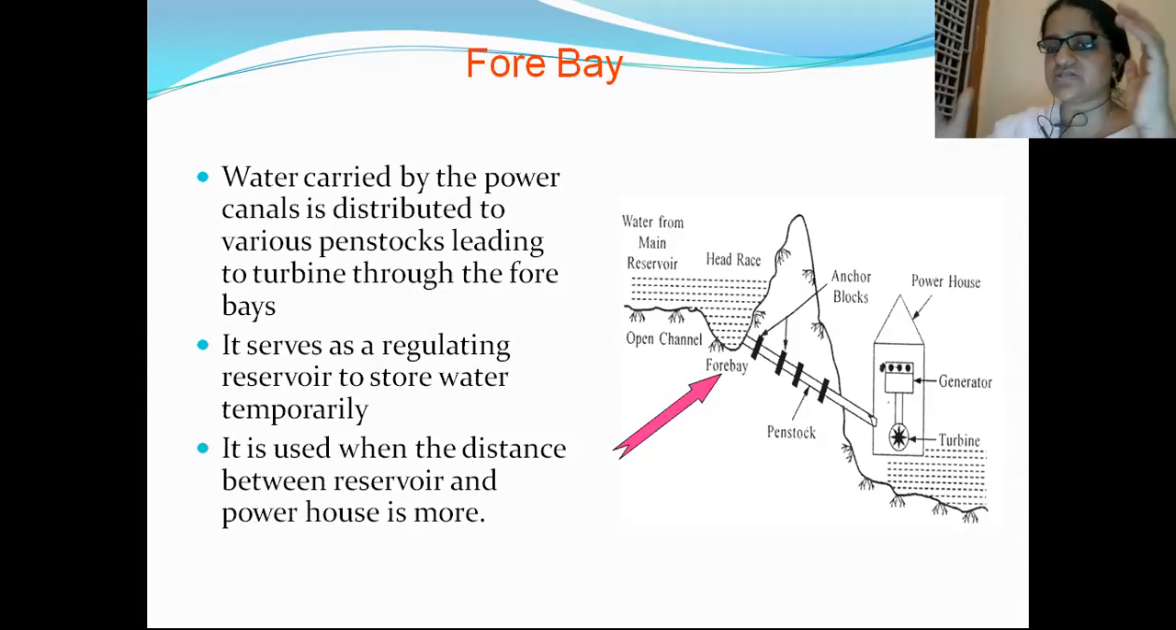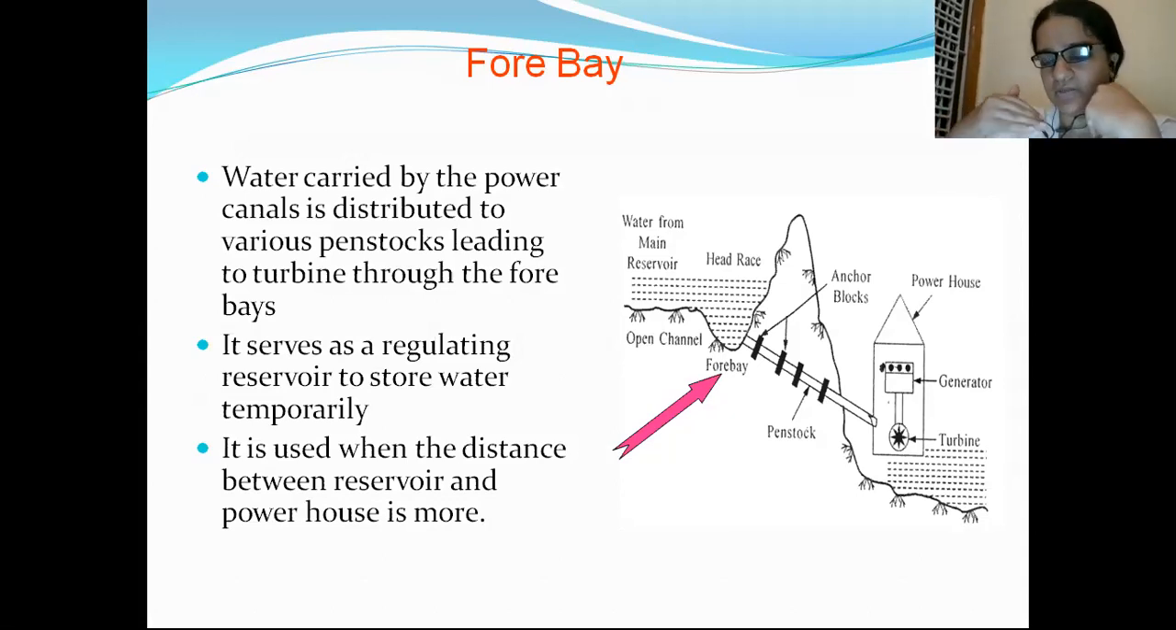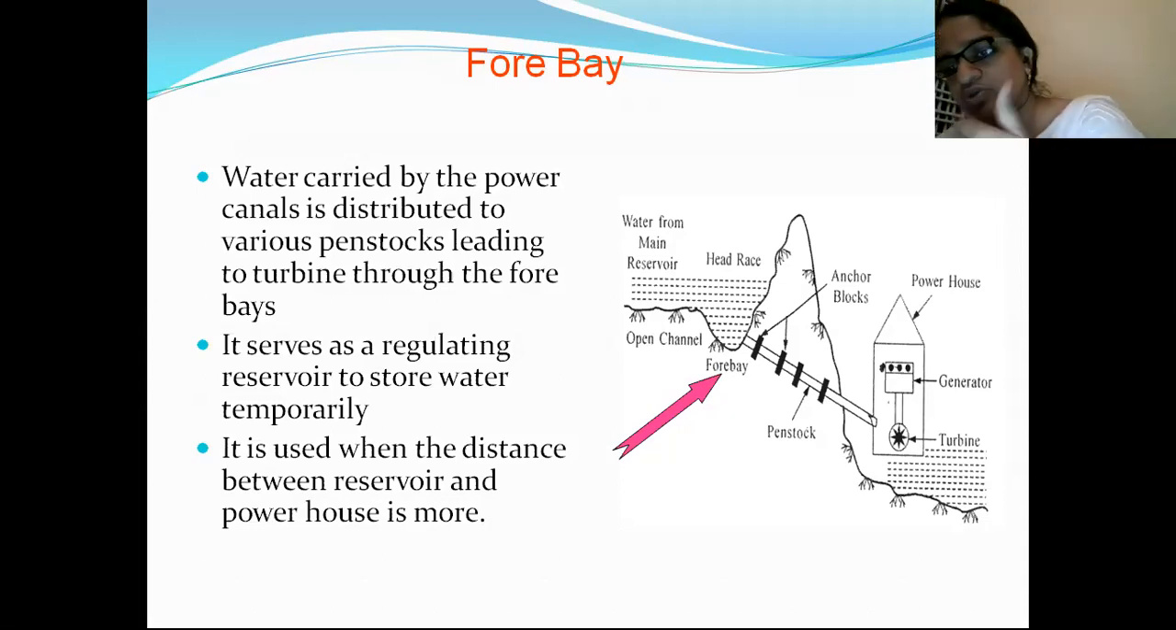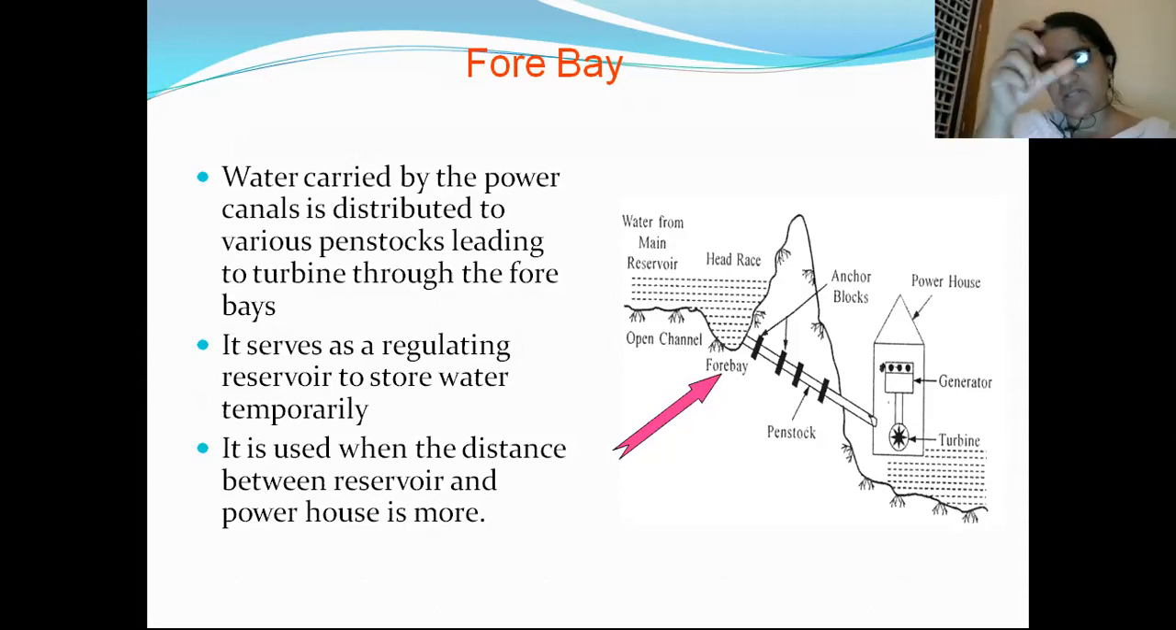If there is a larger distance, then if you suddenly want more water, some time will get consumed. Or if you want to stop the water, you can't suddenly stop it, because water will already have passed through some area. So if the distance between the reservoir and the turbine and powerhouse is more, they put a forebay arrangement, which helps as a regulating reservoir. If you want more water, the water stored in the forebay will immediately enter the powerhouse.